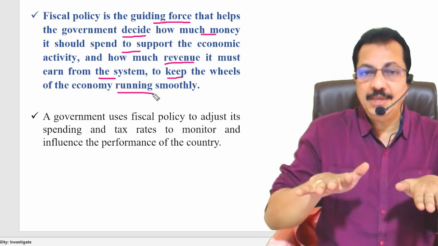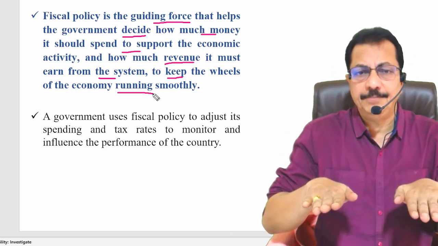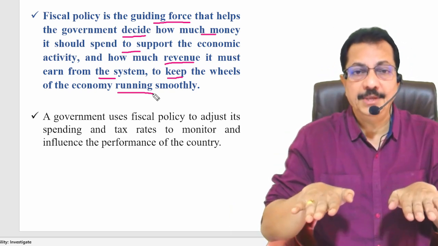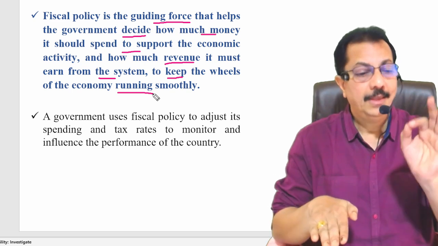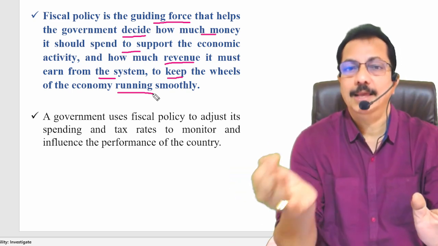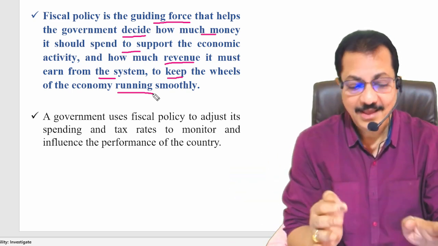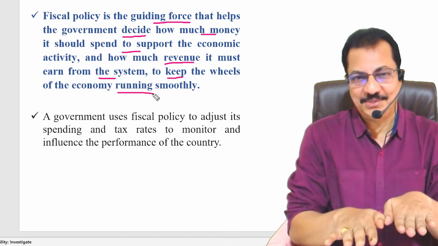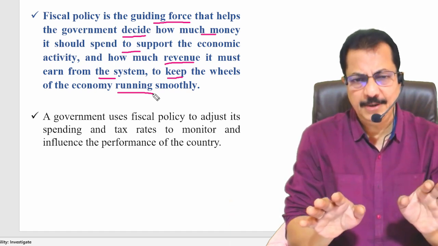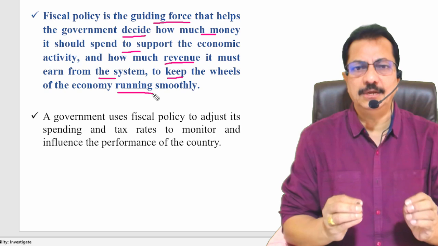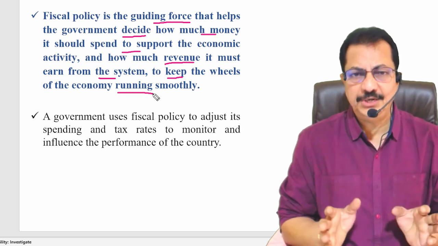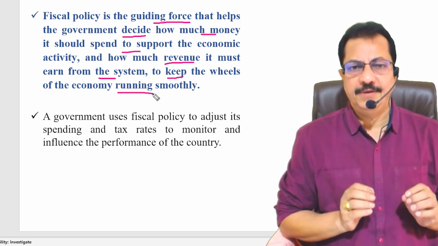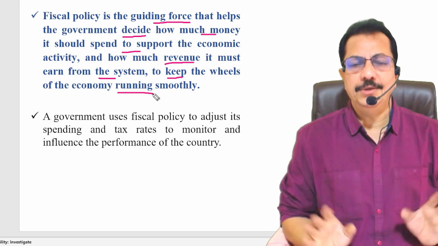So there should be a balance in the fiscal policy, and that balance will be achieved by balancing the expenditure and income. Am I clear? And that is called fiscal policy. Am I clear? Very, very simple. And the example for the fiscal policy is the budget that is presented by the finance minister every year.